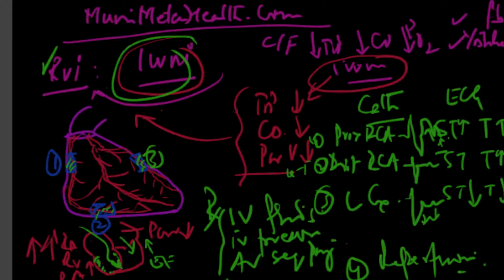And just a quick summary and a quick list of caveats. Number one, suspect RVI in a setting of inferior wall MI when you have profoundly low blood pressure, profoundly low cardiac output, and a profoundly low pulmonary capillary wedge pressure. Two, not all inferior wall MIs will have RVI, but all RVIs will have inferior wall MIs. Number three, whenever you suspect a right ventricular infarct in a setting of inferior wall MI, having seen these features, start doing an EKG with the right-sided chest leads.